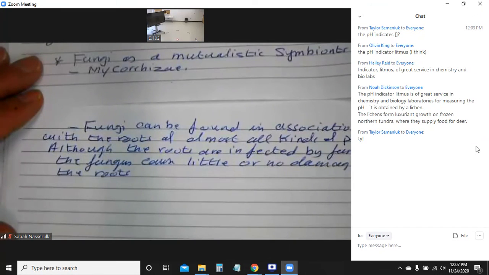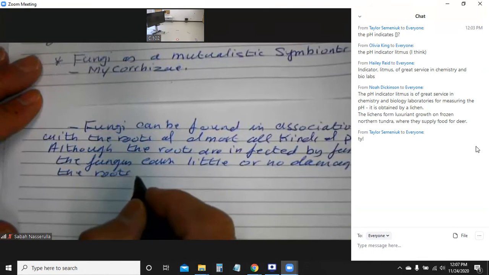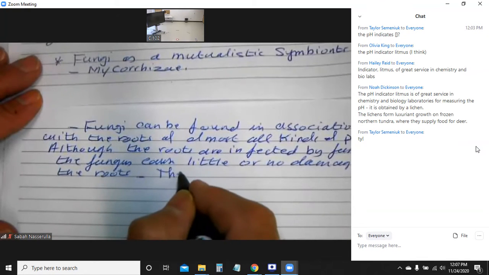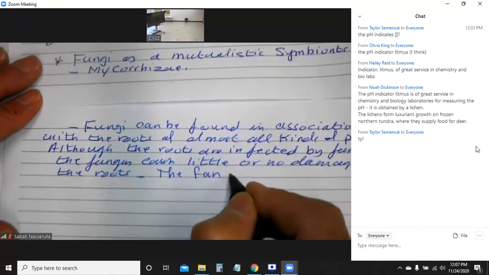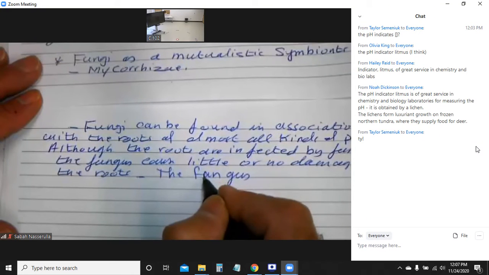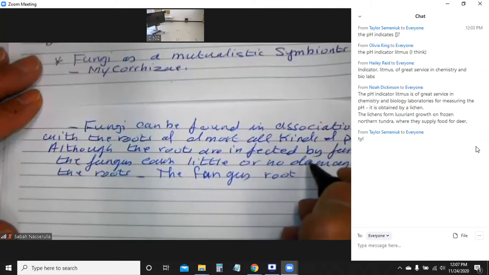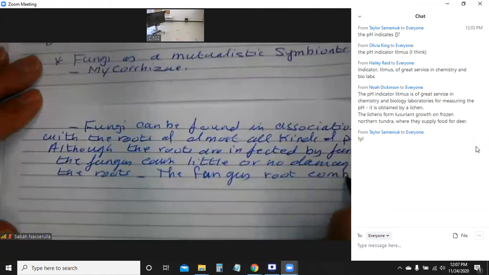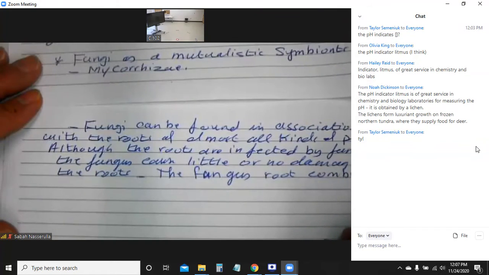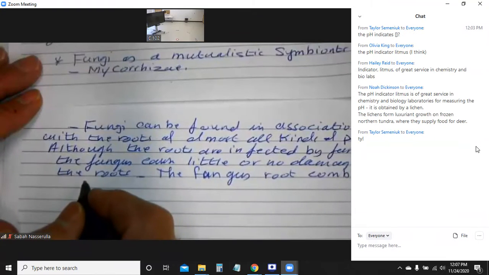And of course, that association, which you already know about, between the fungus and the root, is basically what we call the mycorrhizae. To mention this point here: the fungus-root combination is termed mycorrhizae.